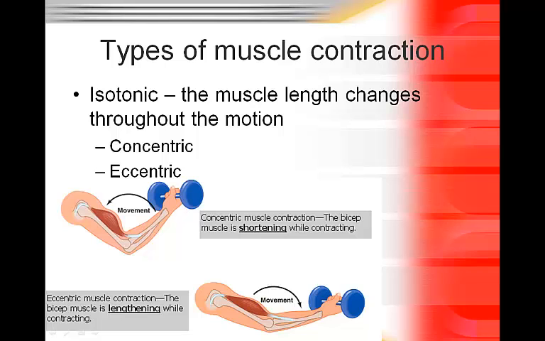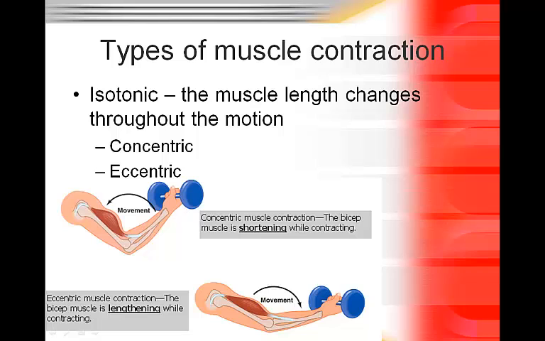So for example, you've got there a person doing a bicep curl again. So if you look at the biceps there, the little red muscle in the person's arm, as the person brings the dumbbell up, the biceps actually contracts or gets shorter. So that sort of contraction is called a concentric contraction because it's getting shorter.